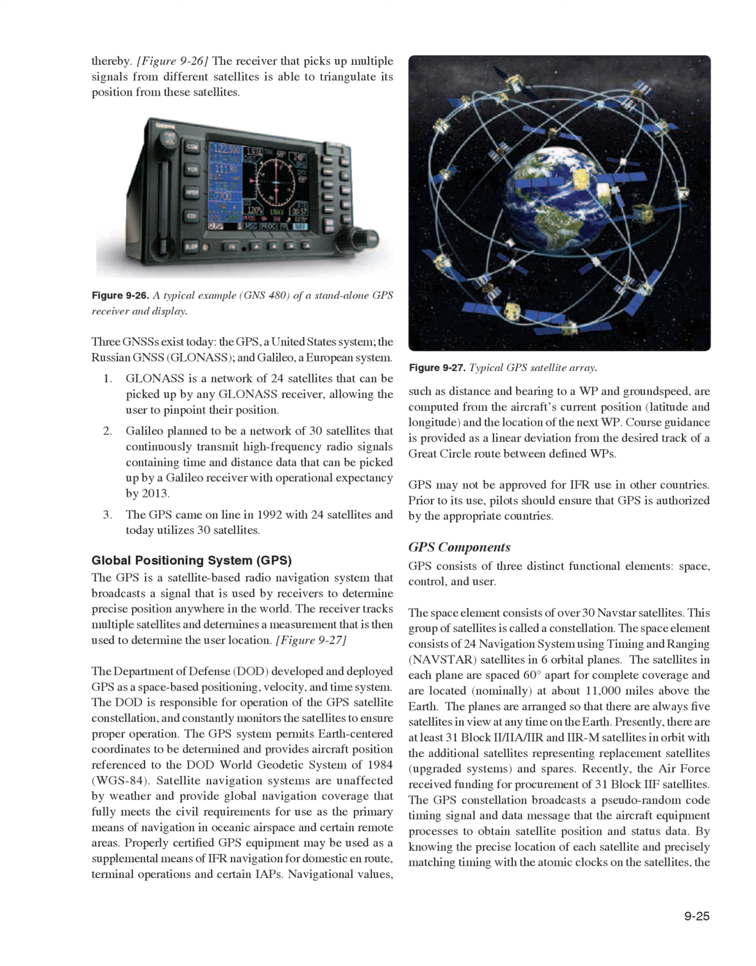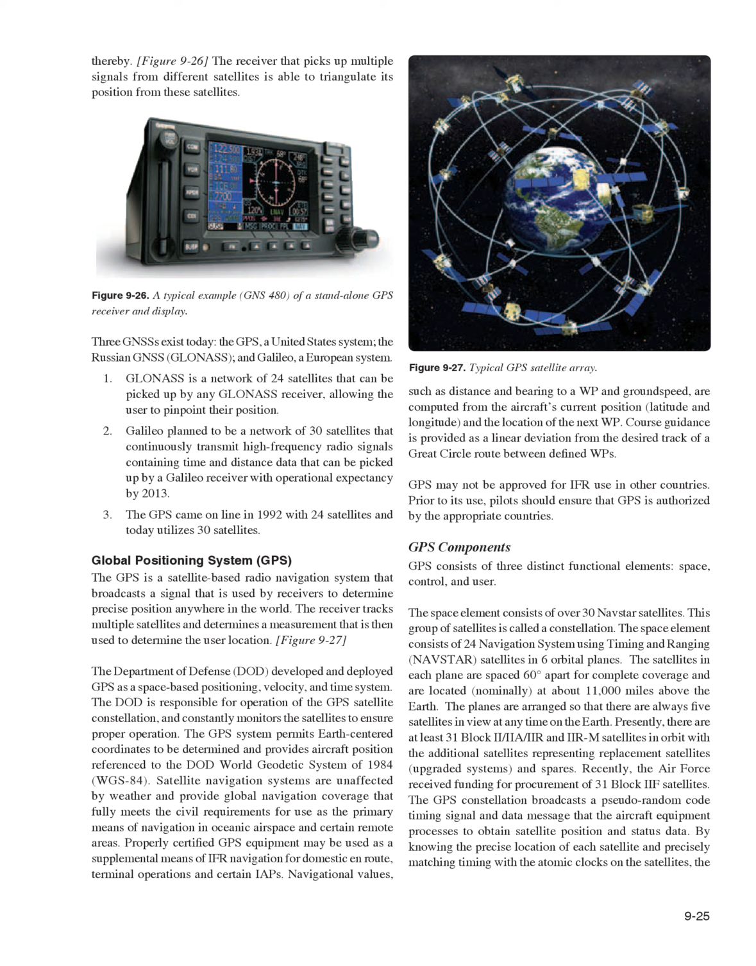GPS components. GPS consists of 3 distinct functional elements: space, control, and user. The space element consists of over 30 Navstar satellites. This group of satellites is called a constellation. The space element consists of 24 Navigation System using Timing and Ranging, Navstar, satellites in 6 orbital planes. The satellites in each plane are spaced 60 degrees apart for complete coverage and are located, nominally, at about 11,000 miles above the Earth. The planes are arranged so that there are always 5 satellites in view at any time on the Earth.